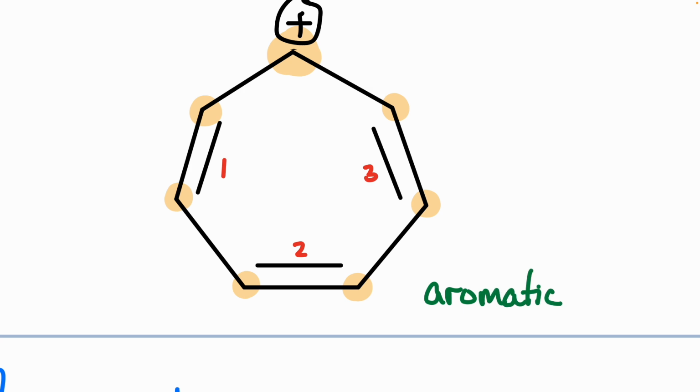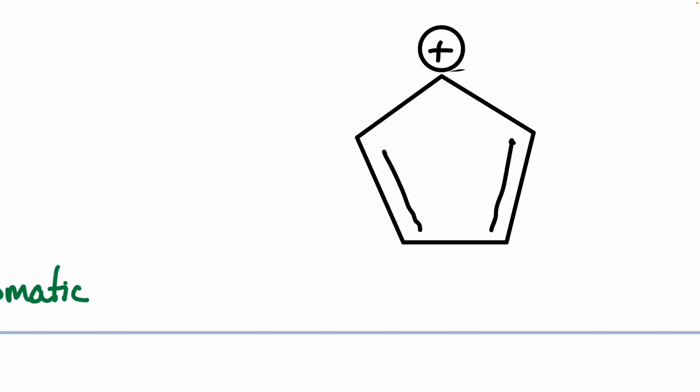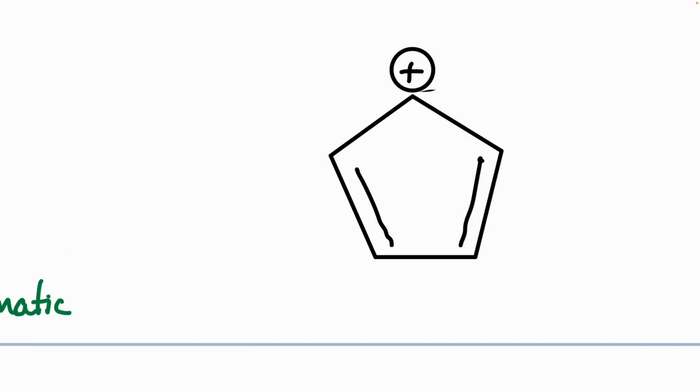And we got an odd number of electron pairs, so rule 1, rule 2, aromatic. All right, so then take a second if you have not already and classify this one for me here, another carbocation ring.